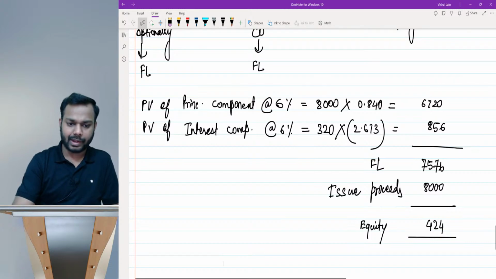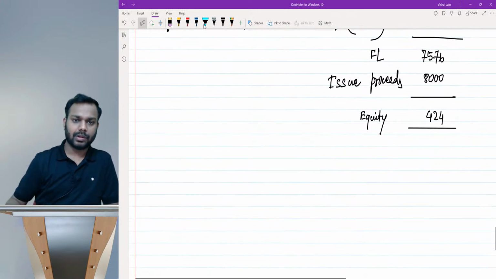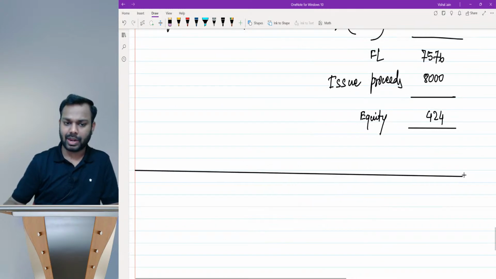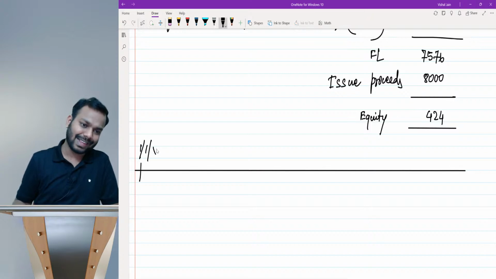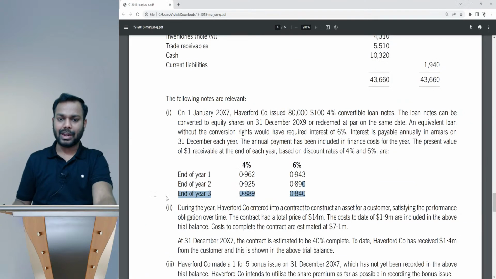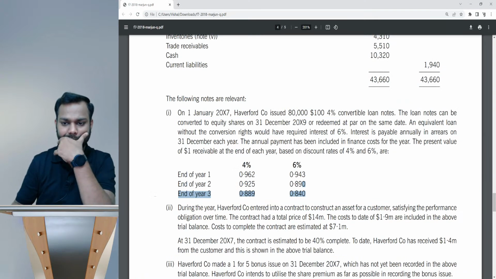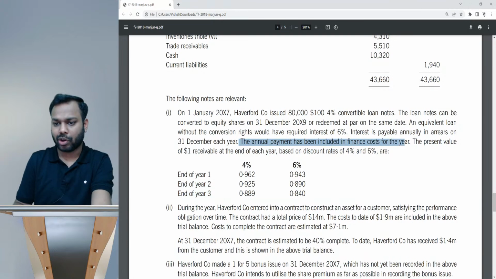Now, the story doesn't end here. We have to rectify something, because they have done certain wrong treatment. On the date of issue, they have treated financial liability as 8,000. First I am writing what they have done. The annual payment has been included in finance cost.